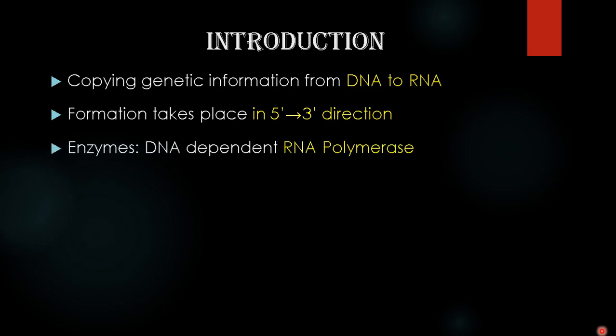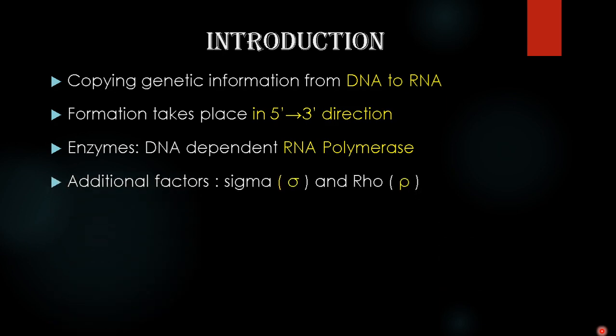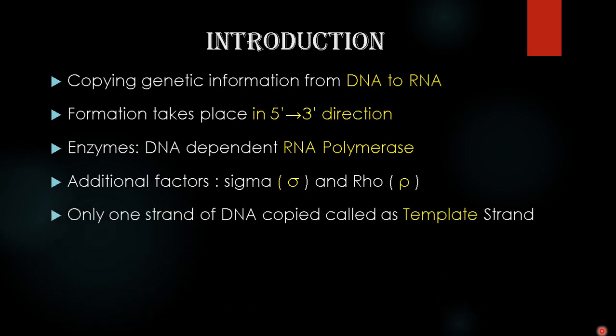The enzyme mainly responsible for the process of transcription is DNA-dependent RNA polymerase. Some additional factors are also required which will help the RNA polymerase to function properly. The additional factors are sigma and rho. Sigma will help in starting the process and rho factor will help in ending the process of transcription.